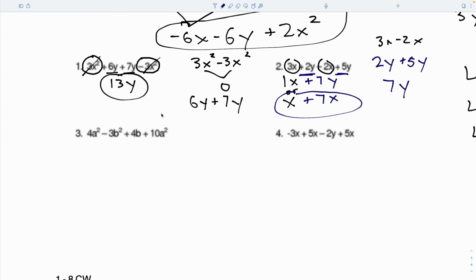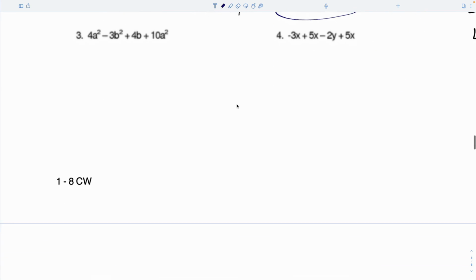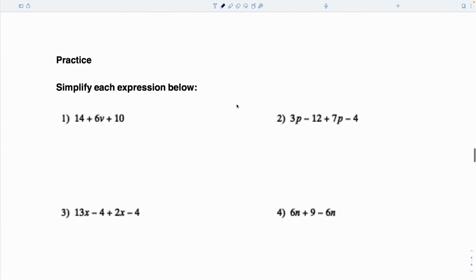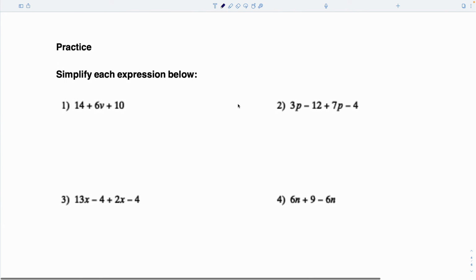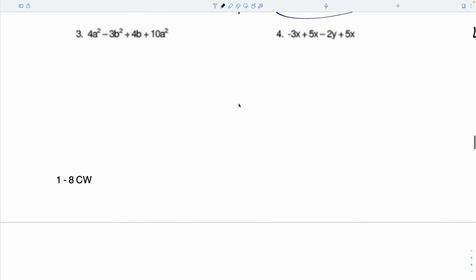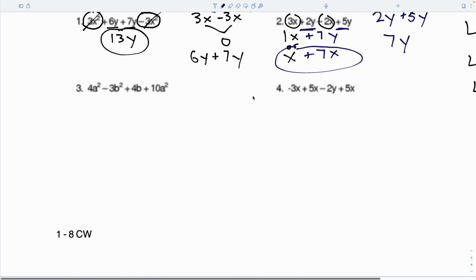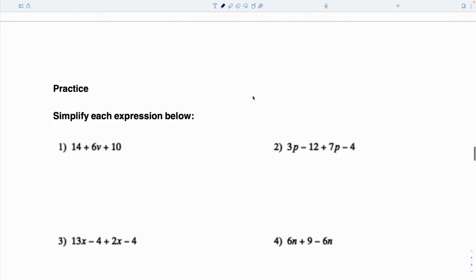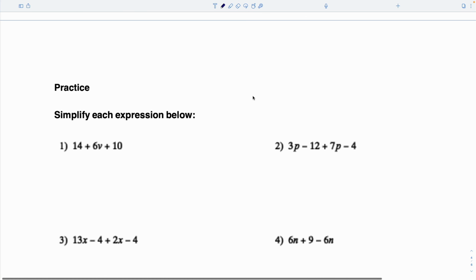I want you to try 3 and 4 with a partner. You don't have an answer. We'll switch to independent work in probably like 4 minutes. If you do finish 3 and 4 and you've checked and you're confident, head down to practice and keep rolling with 1, 2, and 3. Yeah. Okay.